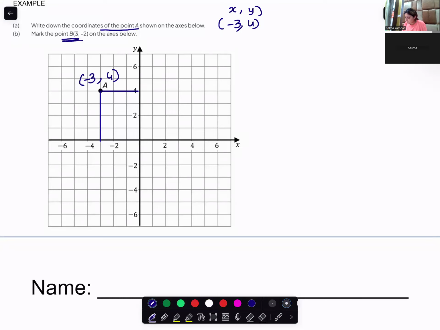Mark the point B, 3, -2. 3 on the x-axis, -2 on the y-axis. So 3, -2 will be over here. The point B, 3, -2.